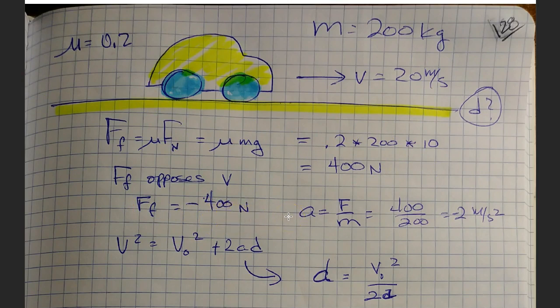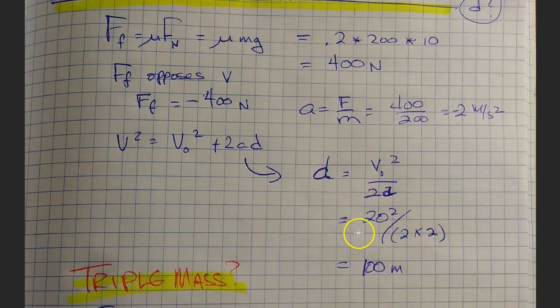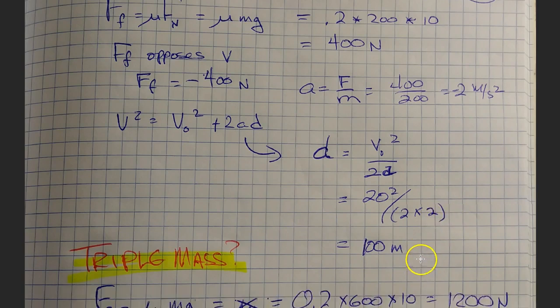We can use this to find the acceleration. So acceleration is the force acting on the car divided by the mass. So 400 divided by 200, and you get a negative 2 meters per second squared because it opposes that velocity. We can use this formula again to solve for distance. So distance is going to be equal to the initial velocity squared divided by 2 times the acceleration. 20 squared divided by 4 is going to give you 100 meters to stop.